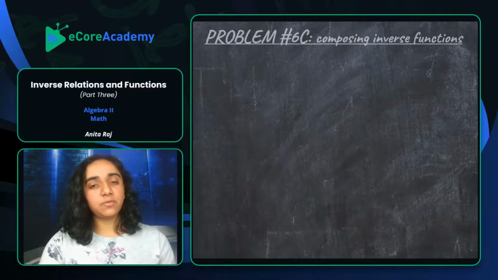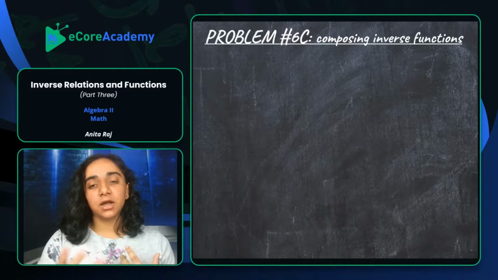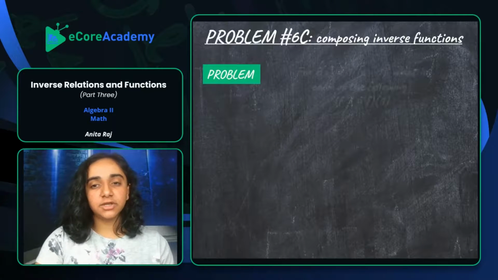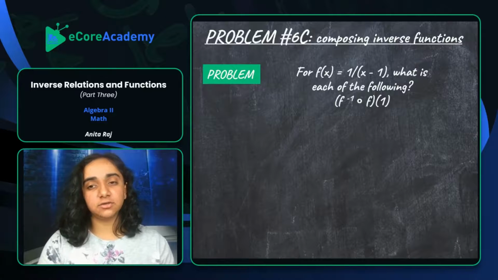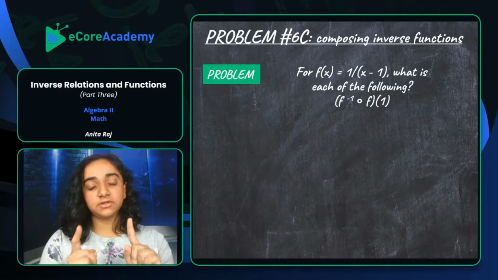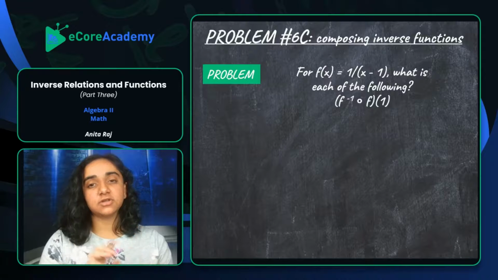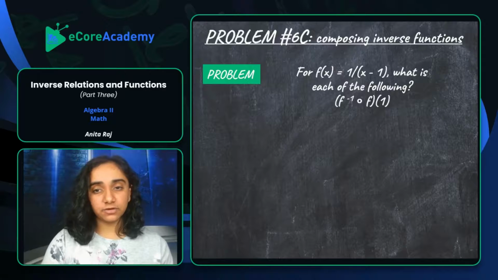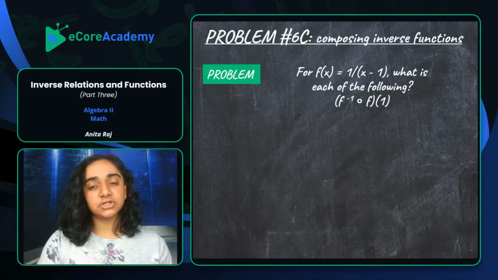Now let's look at our final problem, problem number 6c, again composing inverse functions using the original function f of x equals 1 divided by x minus 1. Now we're looking for the following, where we're pretty much switching the positions of the two functions around the function operator. Instead of doing f inverse first and then f, now we're doing f first and then f inverse. So let's do that now.